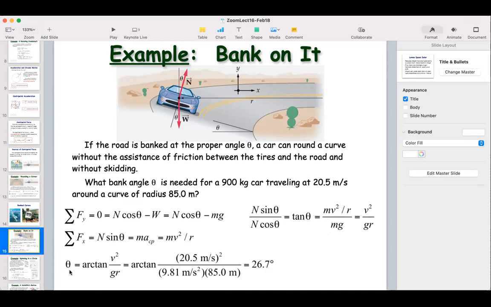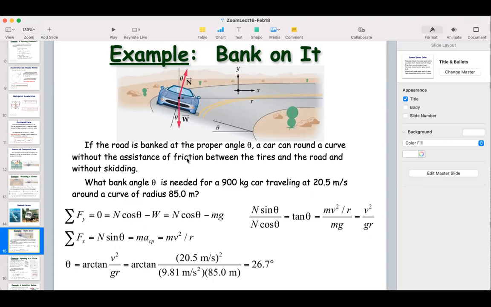So theta is equal to the arc tangent of v squared divided by g r. I know the velocity, 20.5 meters per second. I know g, I know the radius. So as you see here, we were able to not use the mass of the car at all, because the mass of the car is essentially not important. It could be anything because the result doesn't depend on it. Okay, and we find the value of the angle. Is that fine?